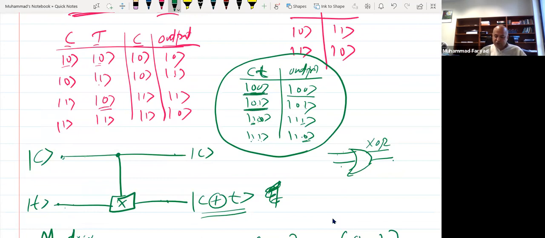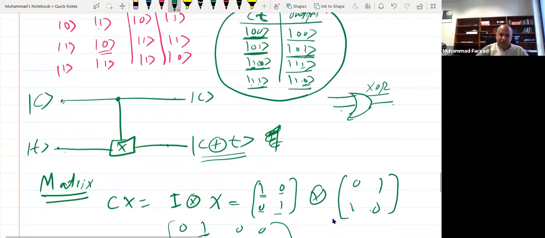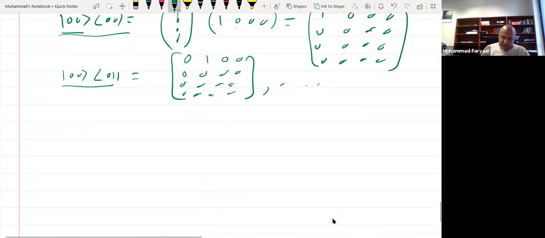0, 1 should transform to 0, 1. And 1, 0 should transform to 1, 1. And 1, 1 should transform to 1, 0. So it means I can express this operator Cx in outer product form like this.